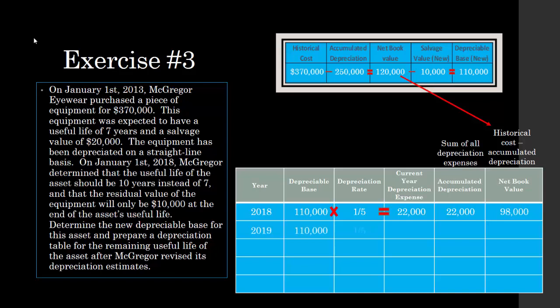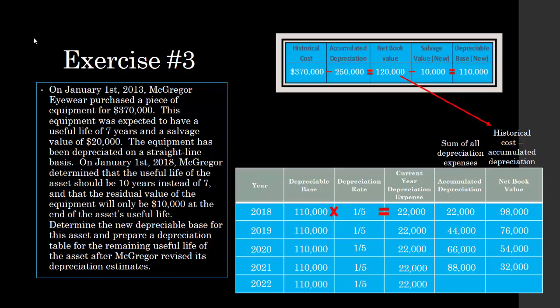And then McGregor is going to record the same amount of depreciation each year because it's straight line, decreasing our book value by that $22,000 each year, increasing our accumulated depreciation by $22,000 each year. And they're going to do so for the remaining 5 years of this asset's life, until in 2022, the last year that we're going to use it before we dispose of this on January 1st, 2023, we depreciate the final $22,000, increasing our accumulated depreciation to $110,000 and decreasing our net book value to $10,000, which is its residual value, so we know our table is correct.